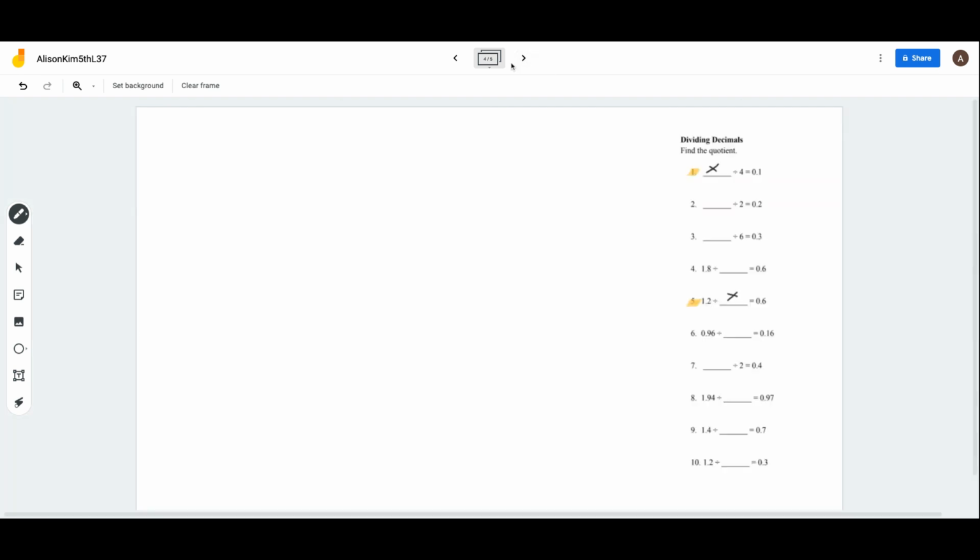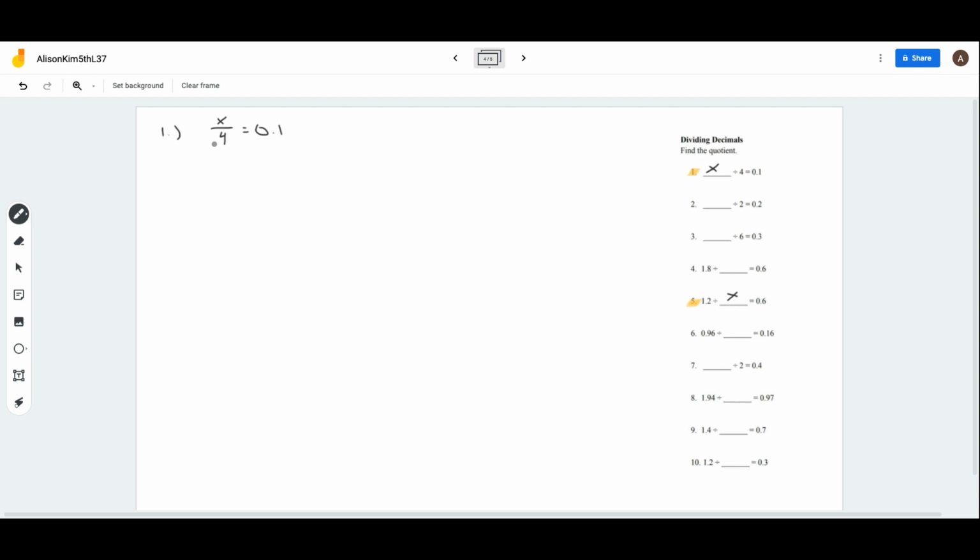Now we're going to be dividing decimals. This is actually quite similar to the algebra portion because we're using variables. Number 1, it wants us to find x divided by 4 equals 0.1. Division is the same thing. Saying x divided by 4 is the same thing as x over 4. So when you're dividing, fractions are basically the same thing. Anyway, it's x divided by 4 equals 0.1.